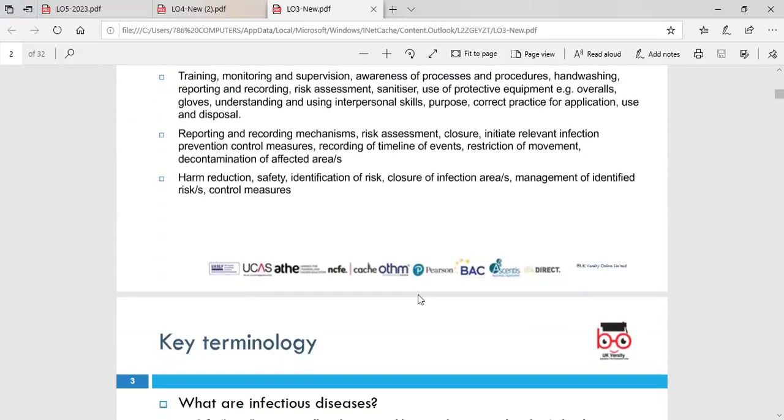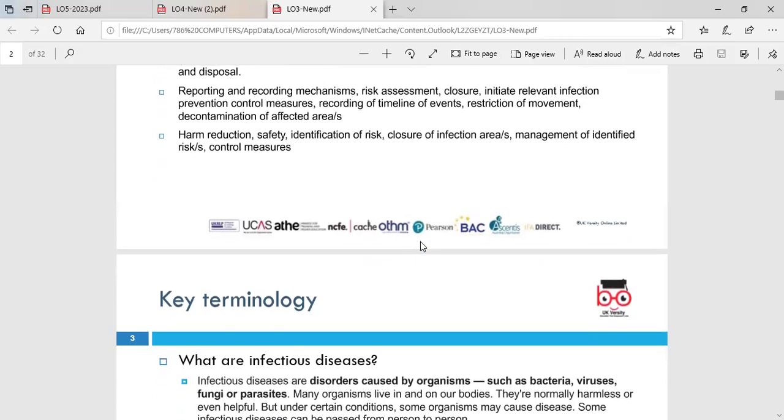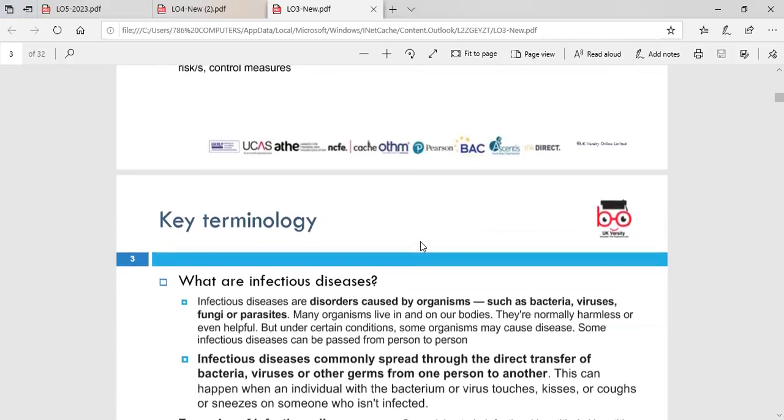Safety in identification of risk. What is a risk? What is a hazard? Closure of infection areas. Why is it important? Management of identified risks and control measures.